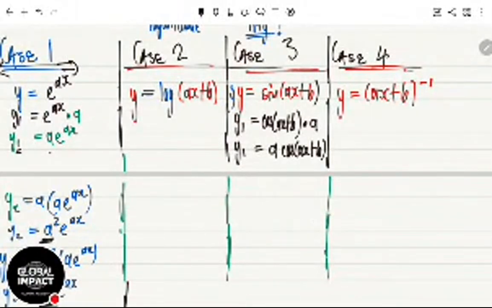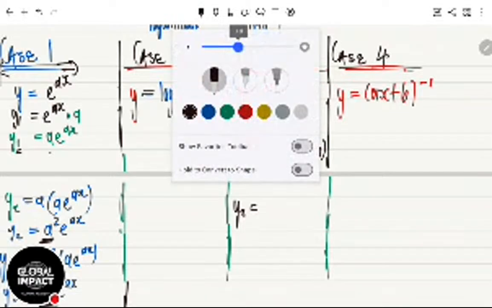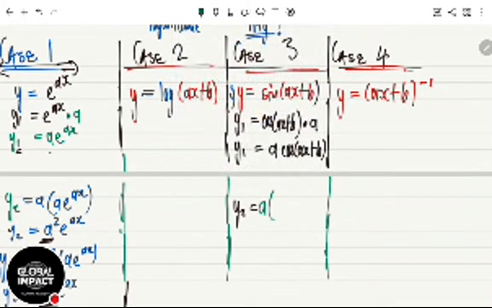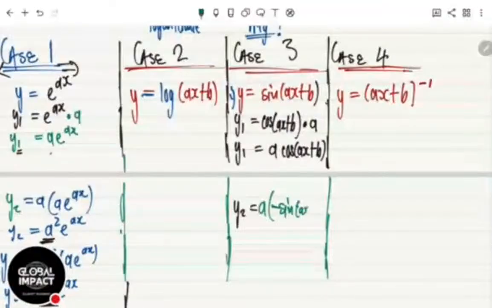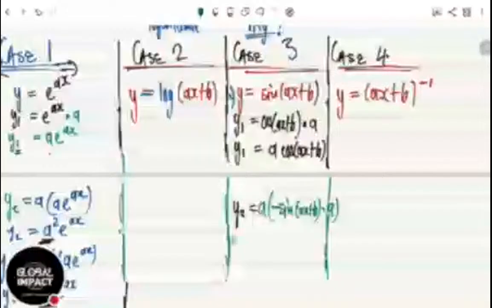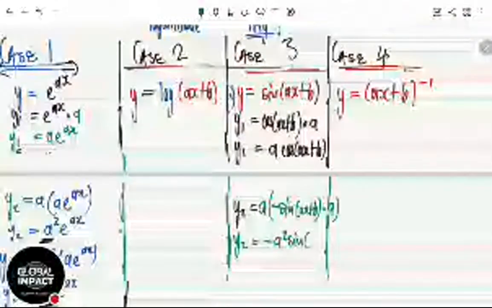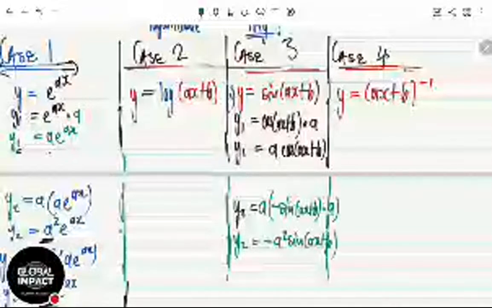Then we can go and get our y2. We are now differentiating y1. We keep a outside. Then we're going to say, what's the derivative of cos? Negative sine of ax plus b times the derivative, which is negative a squared sine of ax plus b.